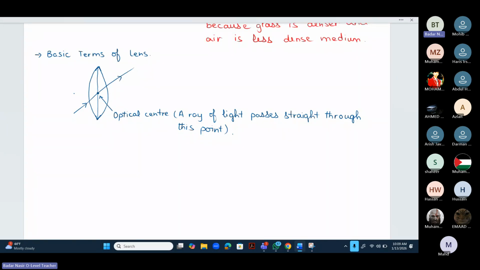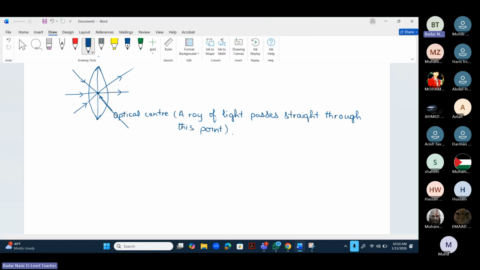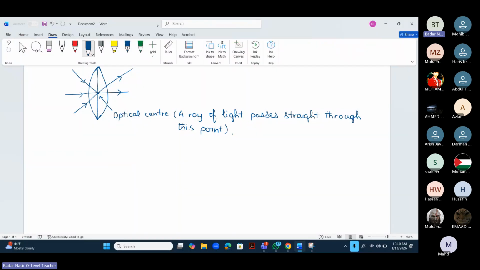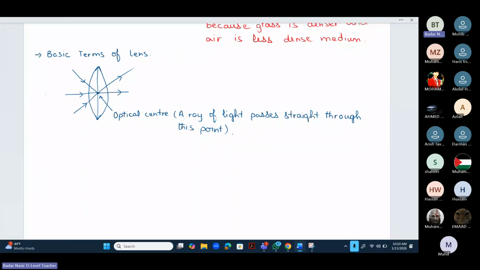Now similarly, if this is the ray of light that is incident and passes through the optical center, then the ray of light through the optical center will always pass straight without getting deviated. So this is the significance of an optical center of a lens. This is how it looks.